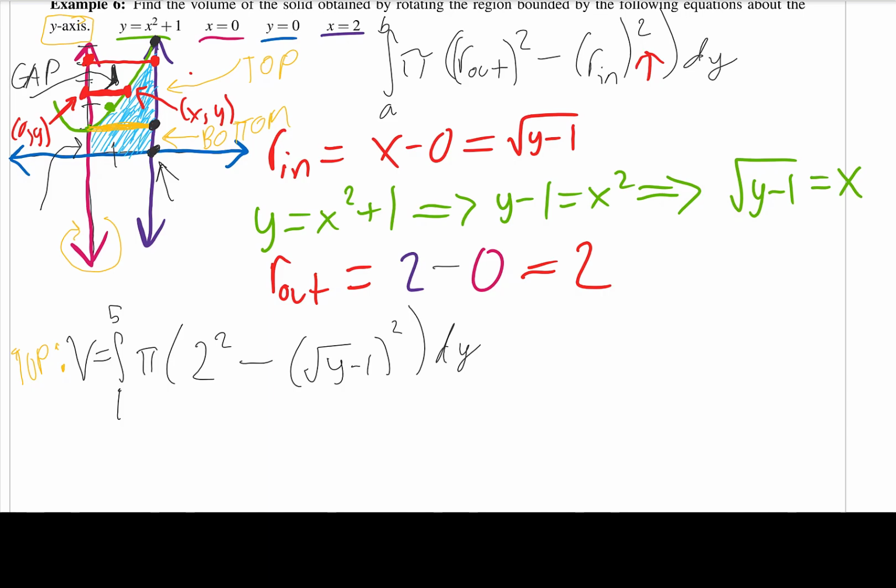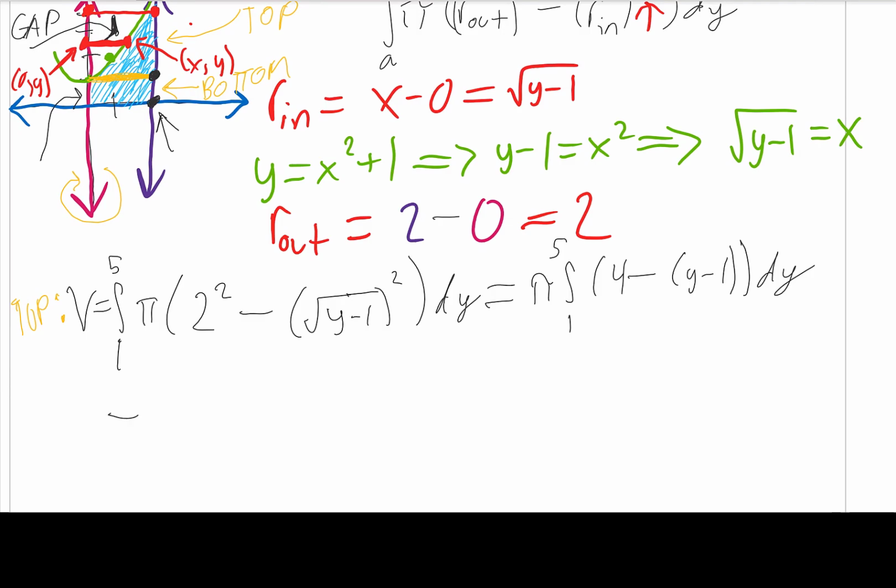Okay, so then this is going to be pi times the integral from 1 to 5 of 4 minus, now we can cancel out our square root because we're squaring it. So this is going to be 4 minus y minus 1 dy. And then y'all can calculate from here what our answer would be. You should get that the volume of this top region is going to give us 8 pi.